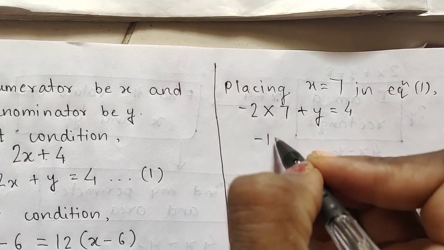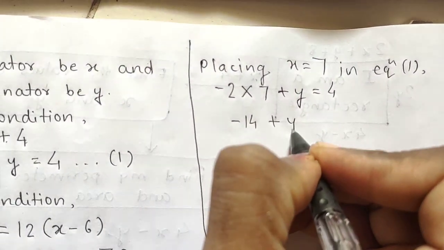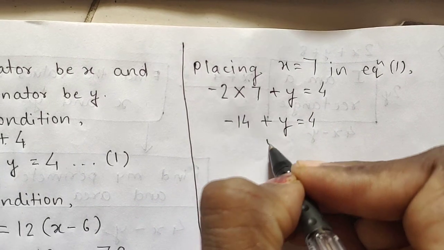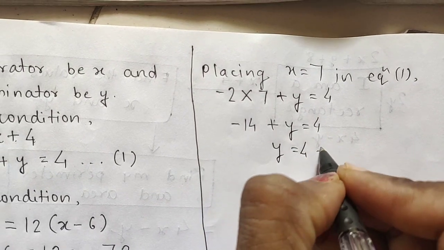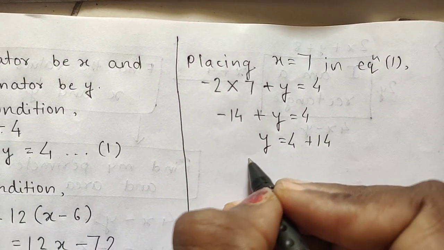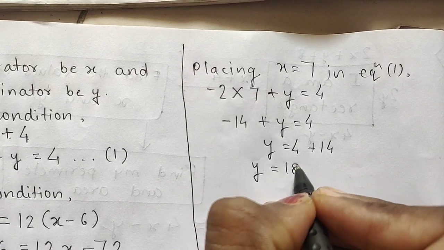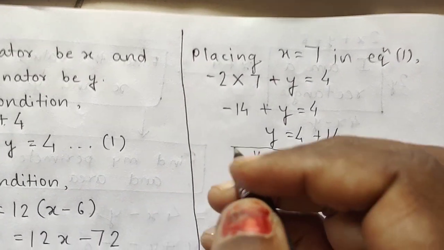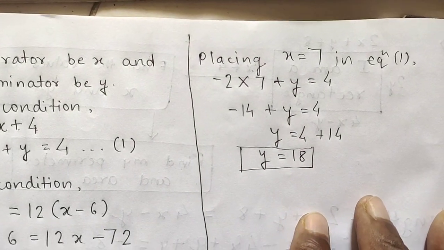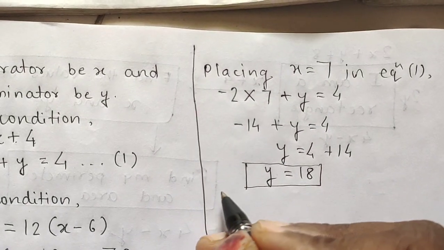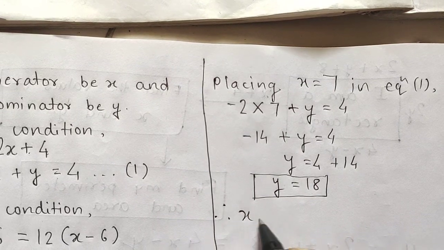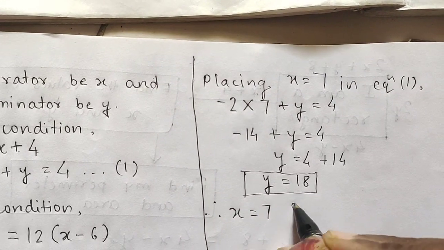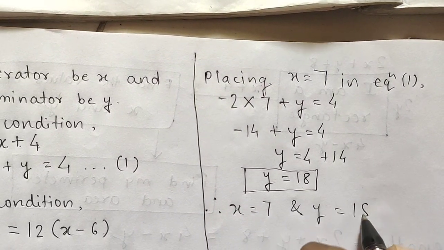Now you know 2 7s are 14. Now transfer this 14 to the right hand side. So this becomes 4 plus 14. And you know 4 plus 14 gives you 18. Okay. Now you have the x value as well as the y value. So you can write the final answer, that is x is 7 and y is 18, which you got.